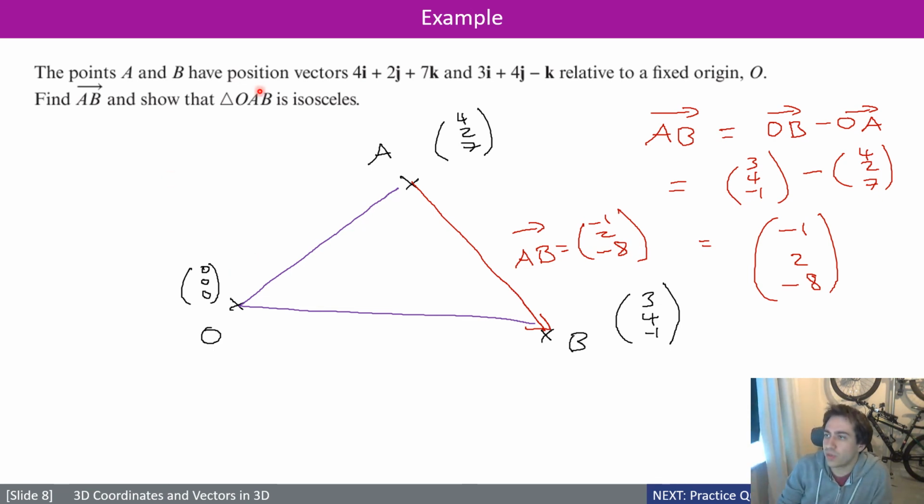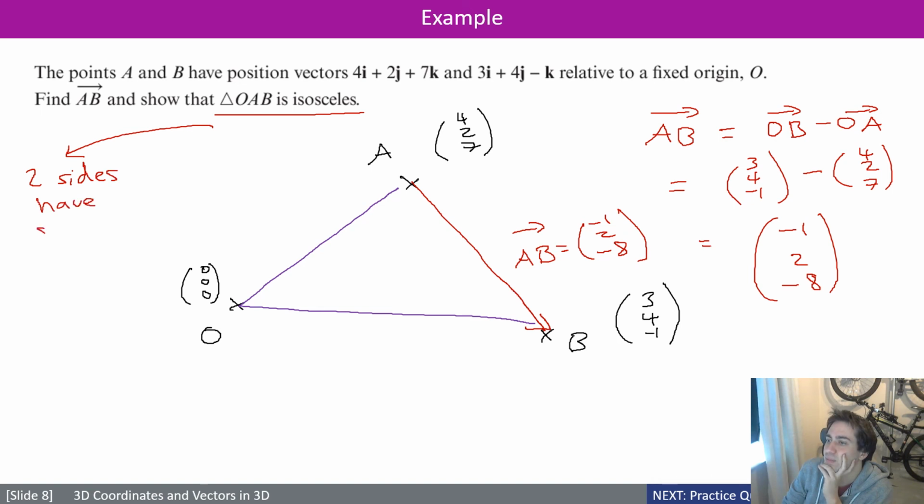Okay, show that OAB is isosceles. Right, what does that actually mean? For it to be isosceles, what do I need to actually show? Break it down into smaller parts. For it to be isosceles, all we need to do is show two sides have the same length. That's it. Show two sides have the same length. So can we do that?